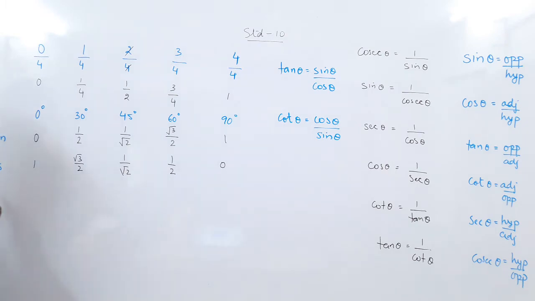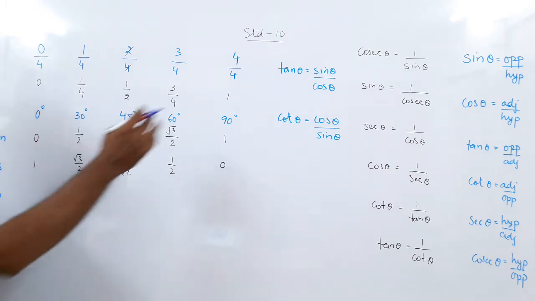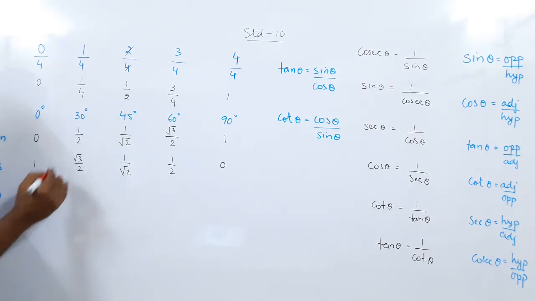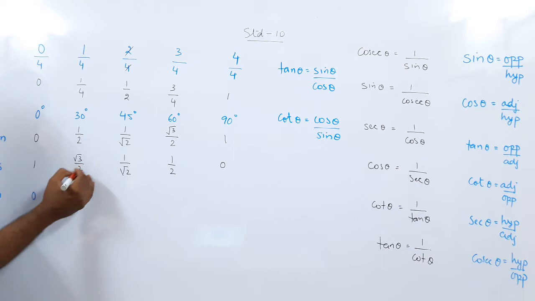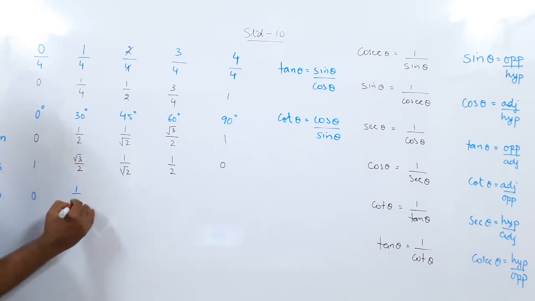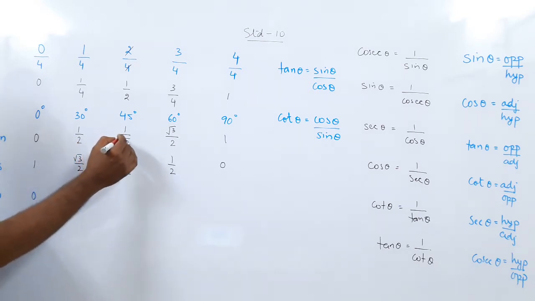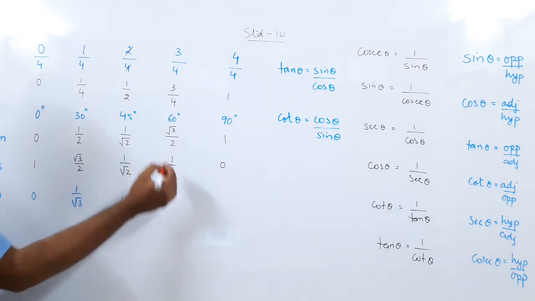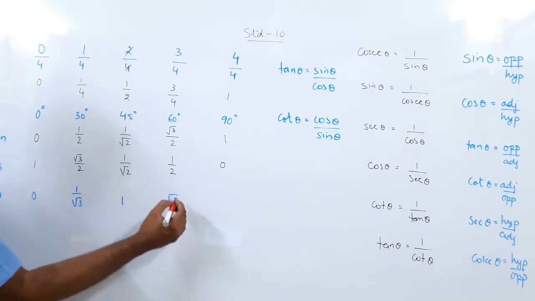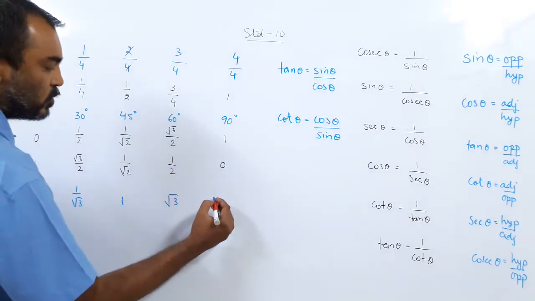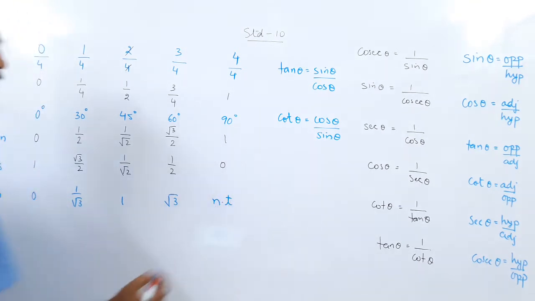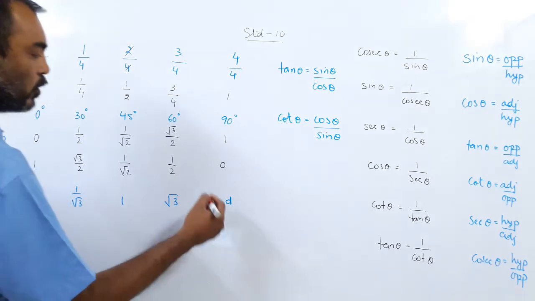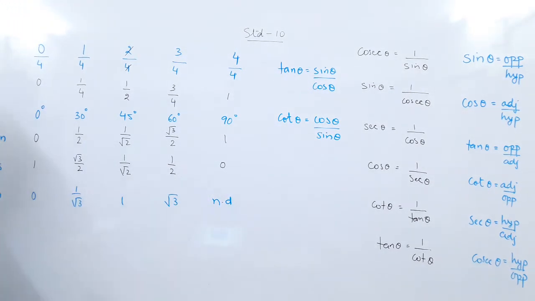Then, for the third part, for tan, we'll use this formula, sine upon cos. So 0 upon 1, 0. 1 upon 2, root 3 upon 2. If you cut the 2 and 2, what remains? 1 upon root 3. And 1 upon root 2, 1 upon root 2 gets cut, so you get 1. Here the 2 and 2, the denominators get cut, so you get root 3. But here, 1 upon 0, when 0 is the denominator, it is not defined. You can write ND, not defined, or you can put the infinity sign also, it's infinity.